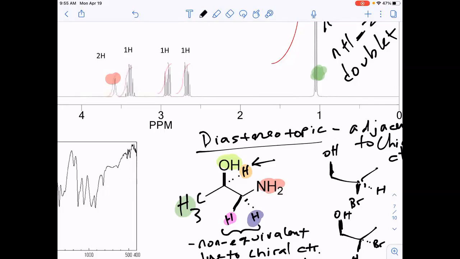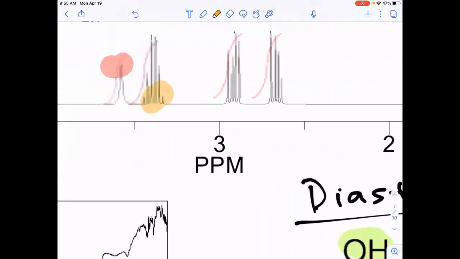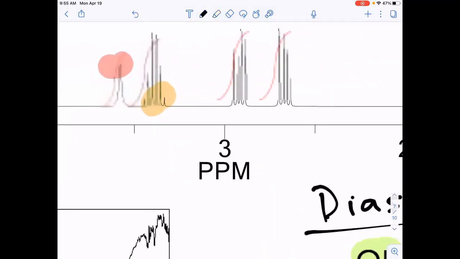Okay, so that means N is 5, and then N plus 1 equals 6, so it should be a sextet. That sextet is here. And you can see if I zoom in on it, it's 1, 2, 3, 4, 5, 6 lines, right?